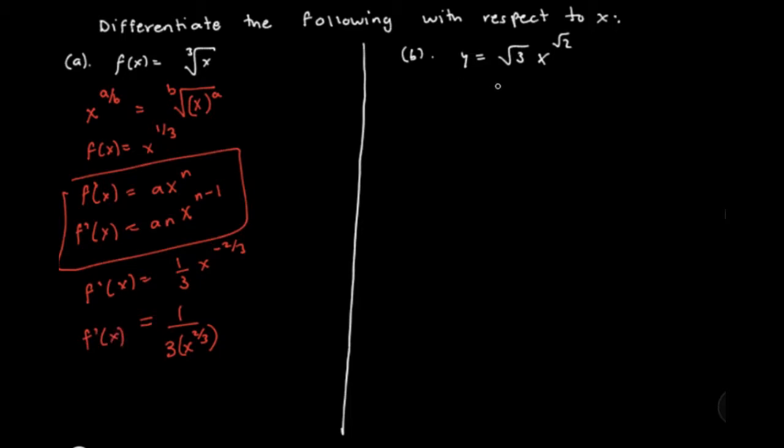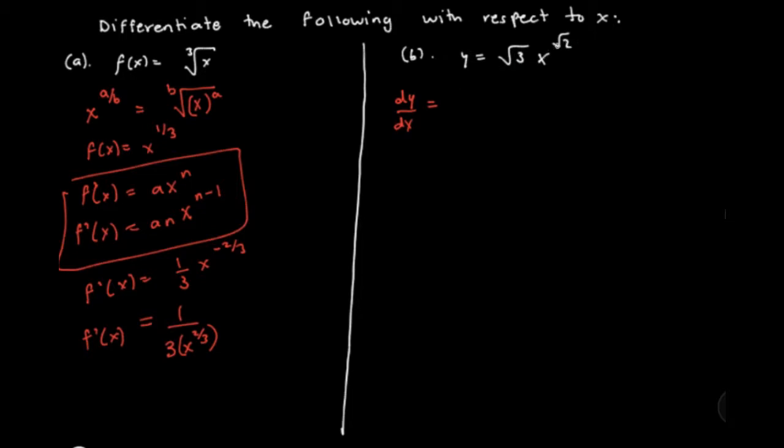So part B, we have y is equal to square root 3 x to the power of square root 2. And what you want to figure out here is dy over dx, which is the rate of change of y with respect to x. And once again, we're employing the power rule. The only difference is that the power, instead of being a concrete natural number, is actually an irrational number in the form of a radical, right? But we still employ the same rule.